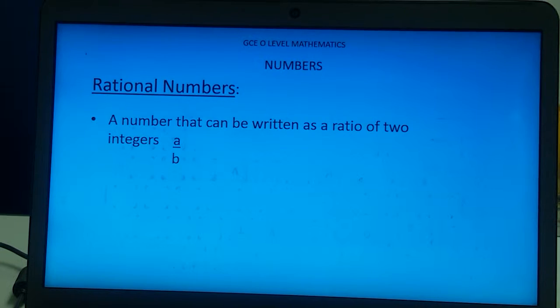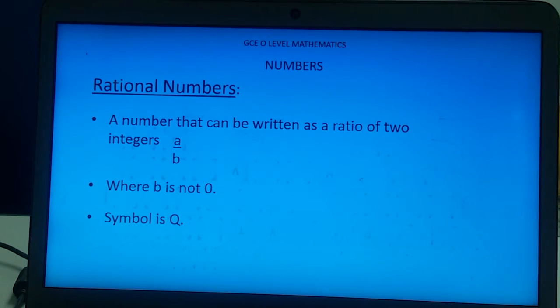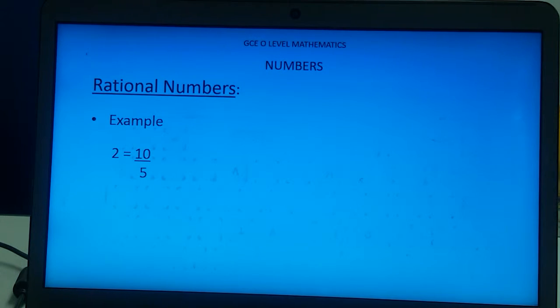Rational numbers. A rational number is a number that can be written as a ratio of two integers, like a over b, where b cannot be 0. The symbol is Q. Example: 2 can be written as 10 over 5. 2.5 can be written as 5 over 2. Any ratio of integers is also a rational number, like 13 over 7 equals 1.8571 and so on.